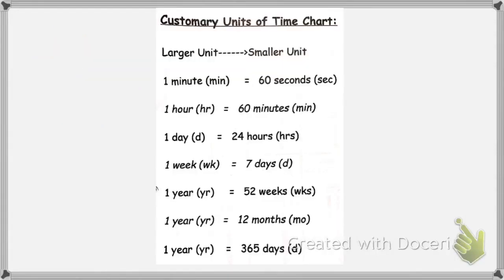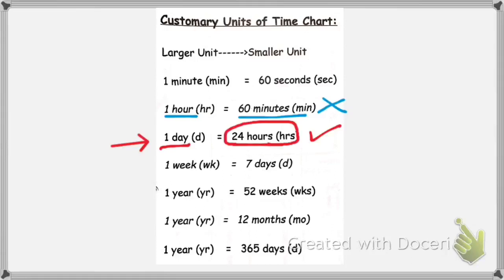So here's my chart. My left side is larger units, my right side is smaller units. First I see minutes and seconds, that doesn't help me. Next I see hours. I know I'm looking for hours, but this line compares hours to minutes. And I don't want hours to minutes, I want hours to days. So that's not going to help me. Okay, let's keep going down. My next column, this is converting days and hours, and that's exactly what I'm looking for. So that's perfect. I know that there are 24 hours in one day.